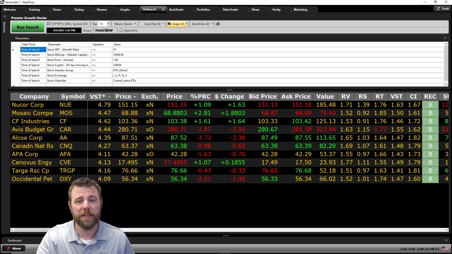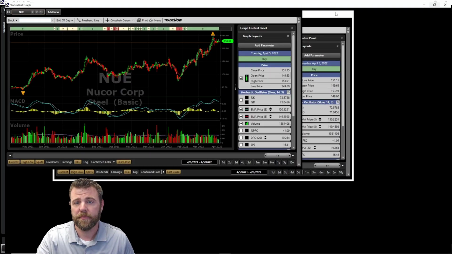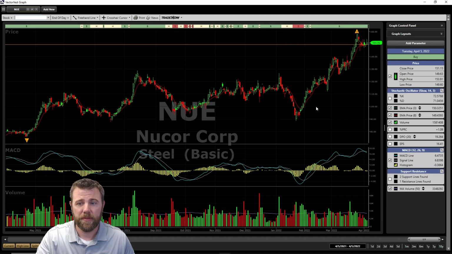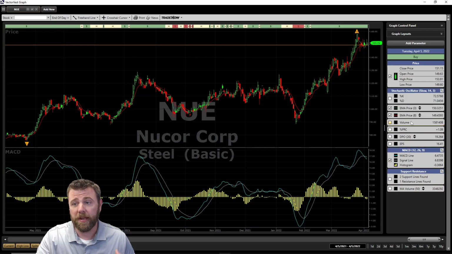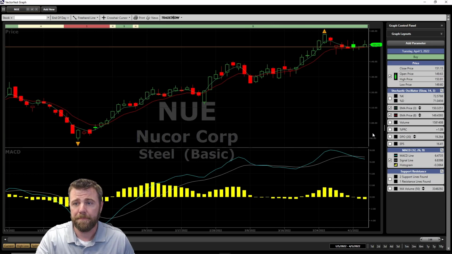So we'll simply click on the graph all button at the top, maximize it here. And what we're seeing is the price shown in candlesticks. We have a 3 and 8 exponential moving average to show short-term momentum. And then below that, the MACD here at the bottom. And then I have volume with the 50-day moving average of volume as well. So I'm going to take off the 50-day moving average of volume, take off the volume because we know these are pretty strong companies to begin with, and zoom into a 3-month time frame.